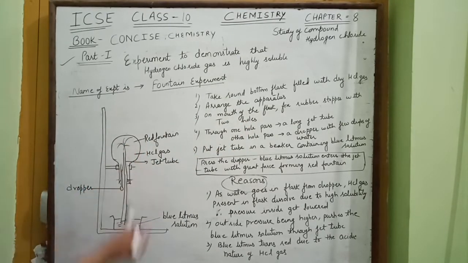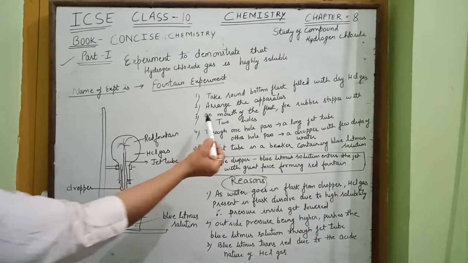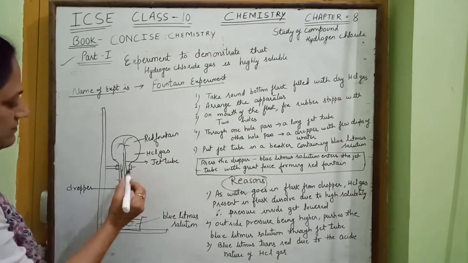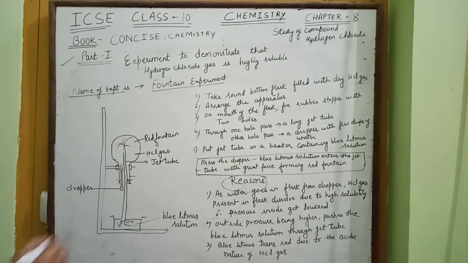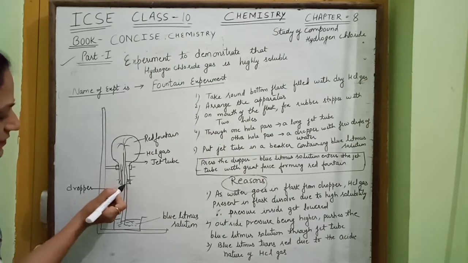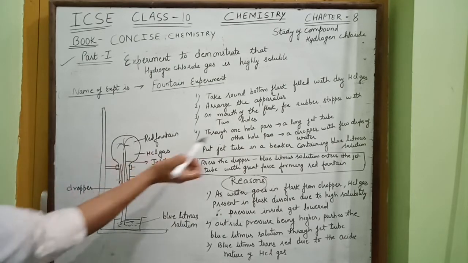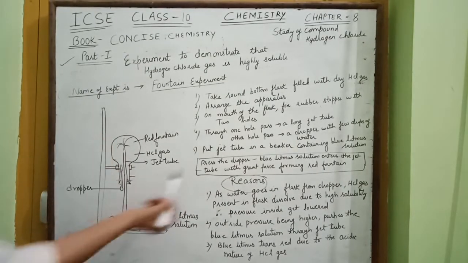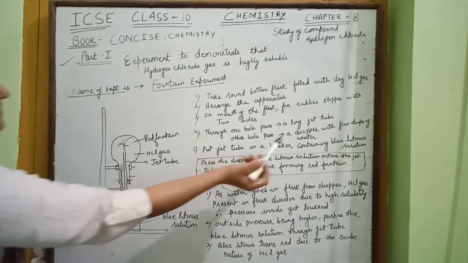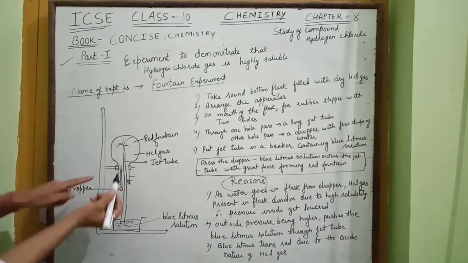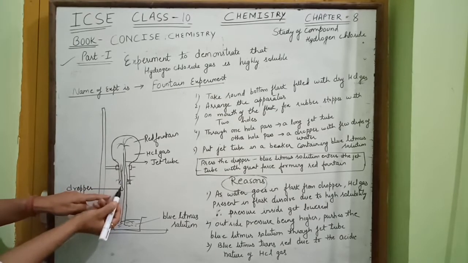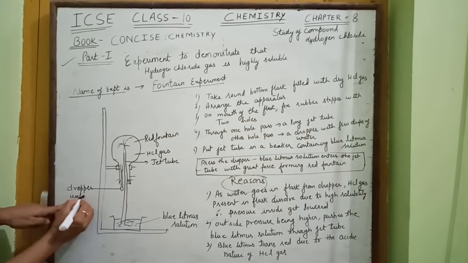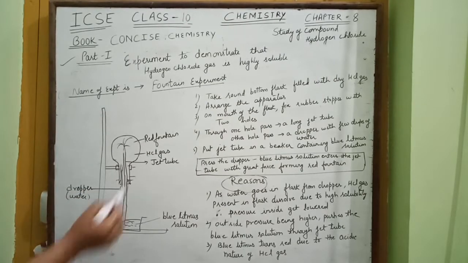It is inverted. And in this round bottom flask, you can see a rubber stopper is fixed and two holes are there. Through one hole, a long jet tube is passed, and through the other hole, a dropper with a few drops of water is introduced. And now this jet is put in a beaker containing blue litmus solution.